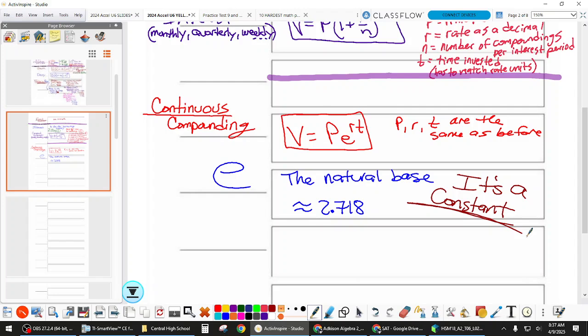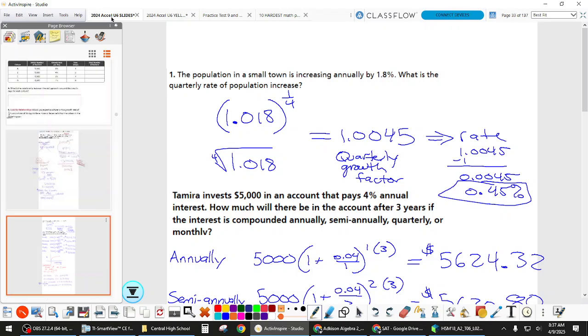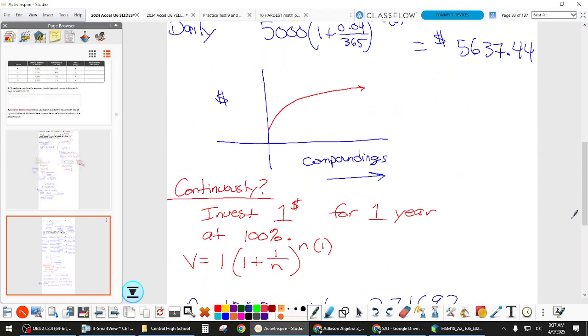Anyway, so now you can deal with problems that say, hey, it's compounding continuously. Did you guys notice that on your problems last night? Now you can do those. It's actually easier to do it that way, surprisingly. But it doesn't change too much from what we saw before. So our graph, even if we go out to continuously, it doesn't change this trajectory at all. It's just the same. Okay?